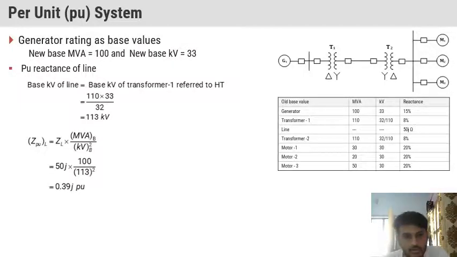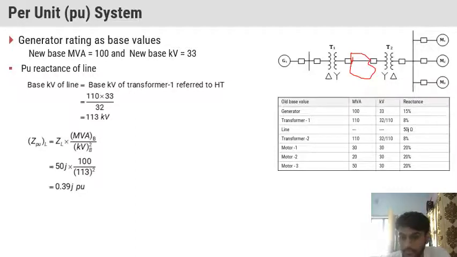Here you can see that base kV of line is equal to base kV of transformer 1 referred to HT, which is the high tension line, the secondary side. How can we calculate the base value for line? We talk about this portion. Power is the same for any stage, but voltage will change. Whenever you pass the transformer, your base value for voltage will be changed.